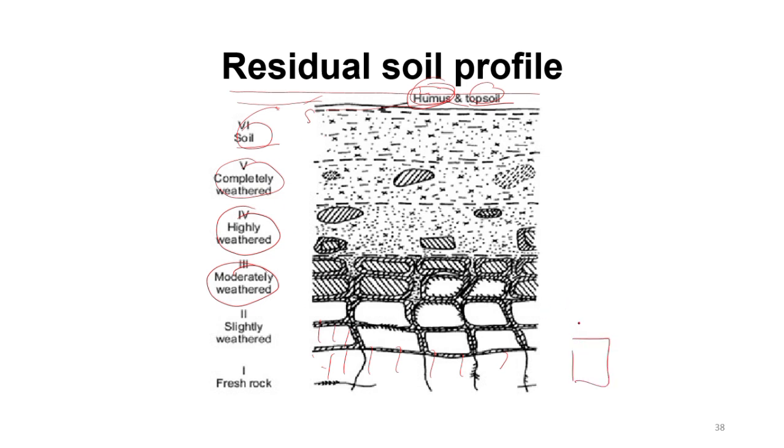So we have a bedrock. This bedrock tends to weather slightly. Now it tends to weather moderately. It tends to weather highly. Then finally, it is completely weathered and forms soil. So that's the residual soil profile. And they are usually above that of the parent rock. So this is the soil profile, right? And the parent rock is the fresh rock, which will be below here. So that's why I initially said the residual soil profile will be above that of the parent rock.